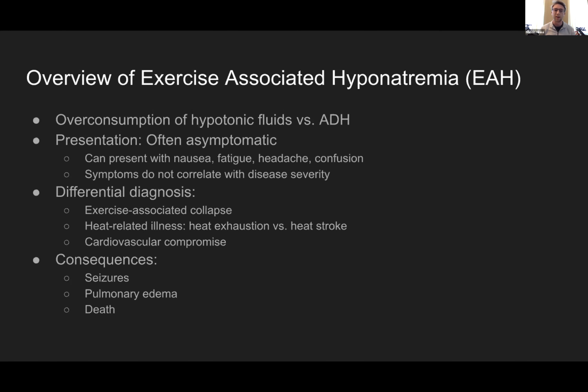So when you see patients, if you're working in a medical tent or in an ER or something like that, things on your differential can include exercise-associated collapse, which is like postural hypotension when you all of a sudden stop running for numerous hours. Heat-related illness, so your heat exhaustion or heat stroke, or just cardiovascular compromise. And this EAH can have some pretty severe consequences, including seizures, pulmonary edema, or death.